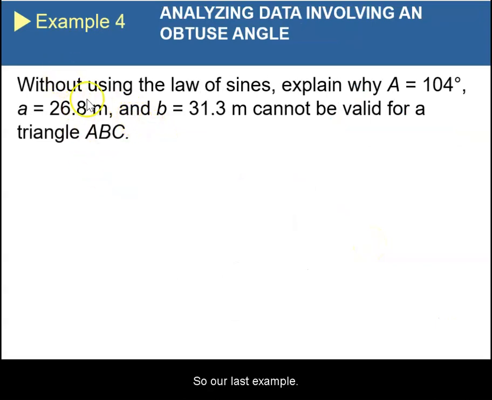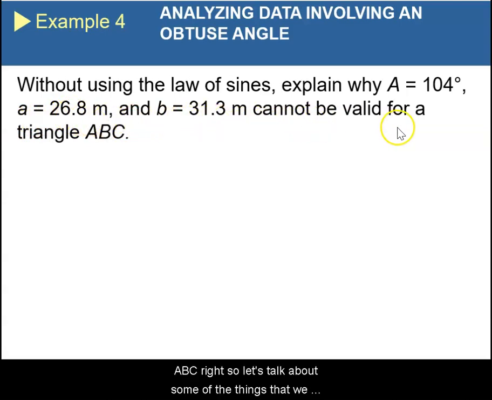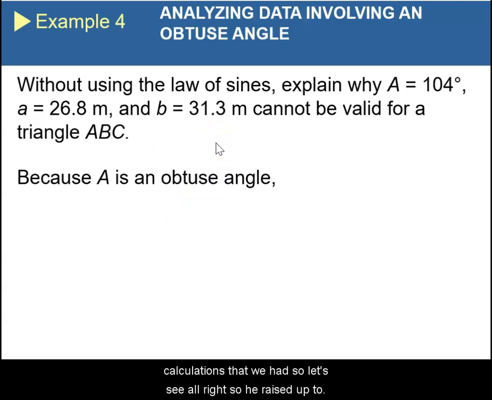So our last example, okay, trying to analyze something involving an obtuse angle. Without using the law of sines, we want to explain why a triangle with A 104 degrees, A equal 26.8, and B 31.3 cannot be valid for a triangle ABC, right? So let's talk about some of the things that we were using before. Let's do this without the law of sines, but we can still use the information that we had before. So we're going to try to minimize the number of calculations. So let's see, all right?